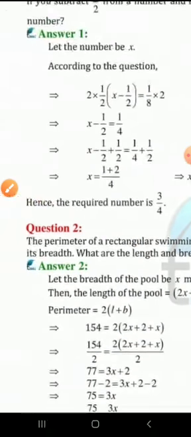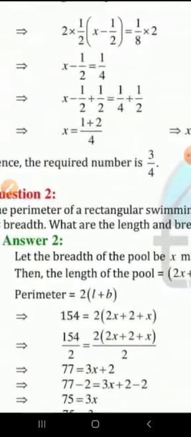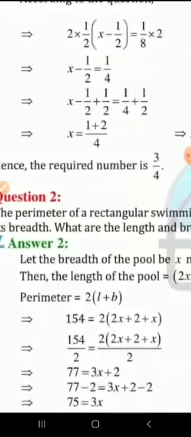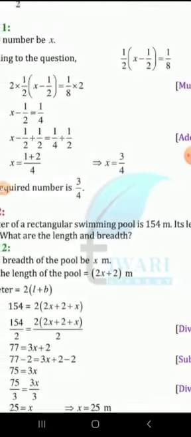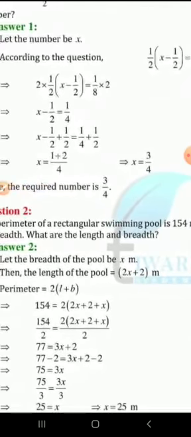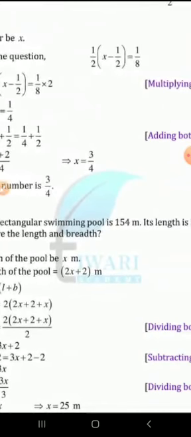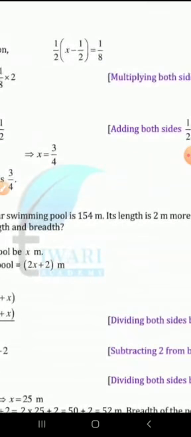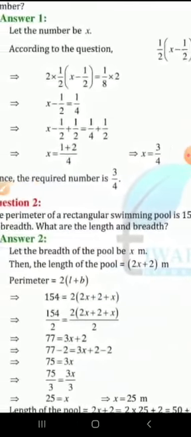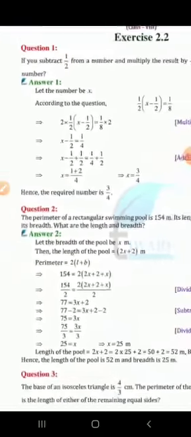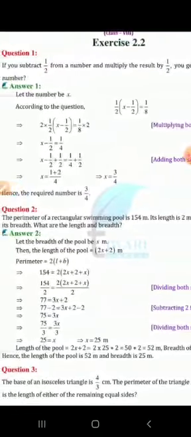Let's go ahead with question 2, which uses the concept of perimeter, and perimeter is a mensuration concept you have already understood in class 7, 6th also. The perimeter of a rectangular swimming pool is 154 meter. A rectangular swimming pool is there, its shape is that of a rectangle, and its perimeter means the sum of all of its four sides is 154 meter. Length is 2 meter more than twice its breadth.